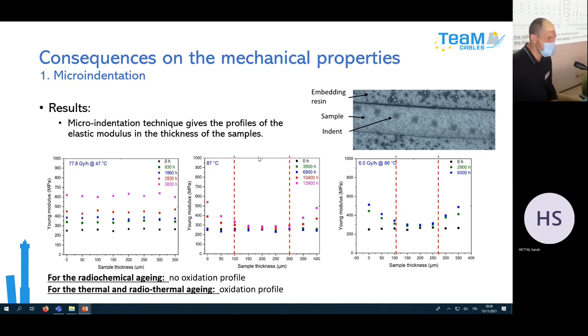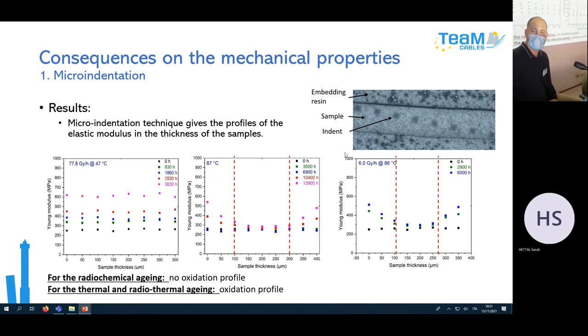When we look at the thermal aging, we do see another shape of curve. We see that the Young's modulus evolves very rapidly near the surface here, but in the core of the material you basically don't have any evolution of the Young's modulus. And this is basically due to a phenomenon called diffusion limited oxidation, meaning that the oxygen that is present at the edge of the sample will create this degradation. But this reaction is so rapid that the oxygen cannot go through the sample, and the degradation will mainly occur at the edge of the sample.